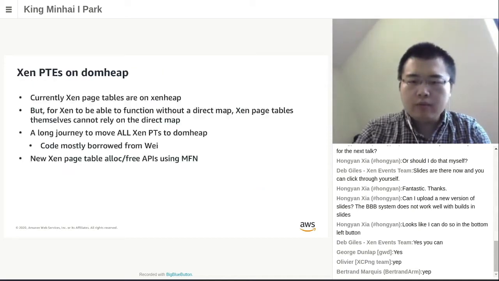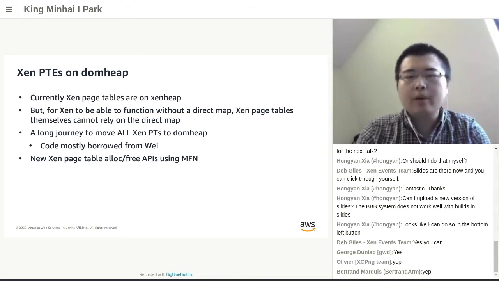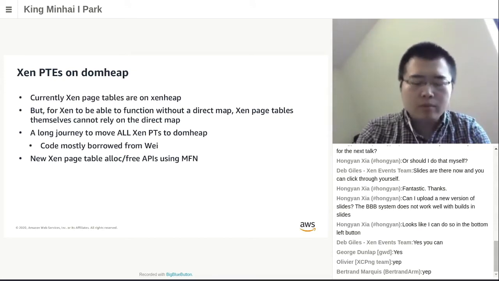Okay, so I'll break down all those dependencies one after another. The first one is that we want to move Xen page tables to the DOM heap. Why do we want to do that? Currently Xen page tables are on the Xen heap, and the Xen heap is permanently mapped and relies on the direct map. So in order to make Xen function without the direct map, Xen page tables themselves cannot rely on the direct map. That's easy, right? We just move the Xen page tables to the DOM heap.